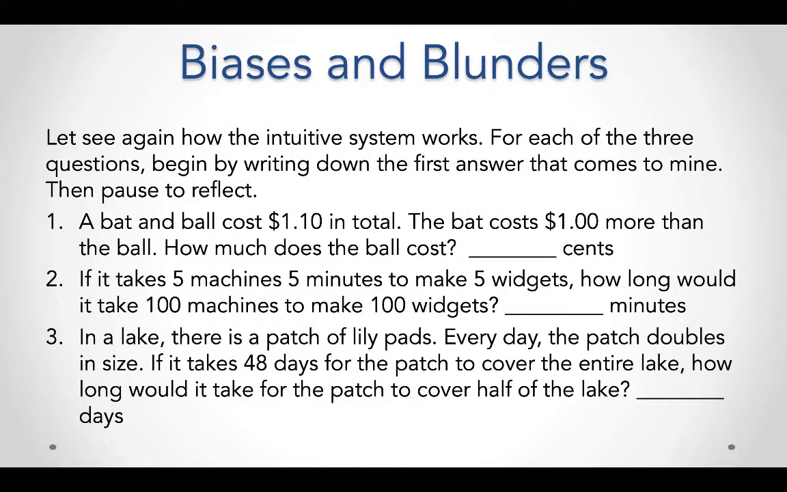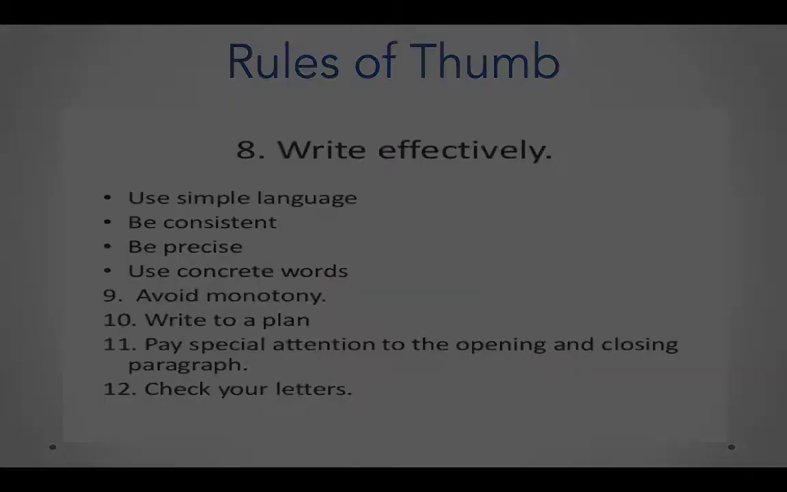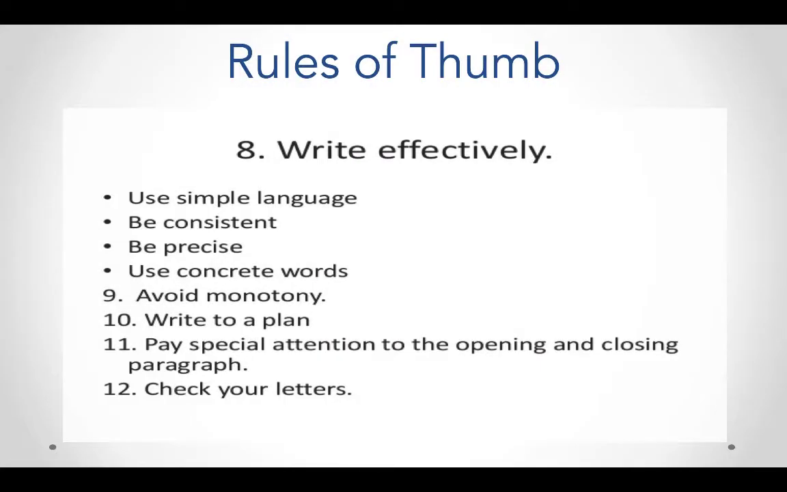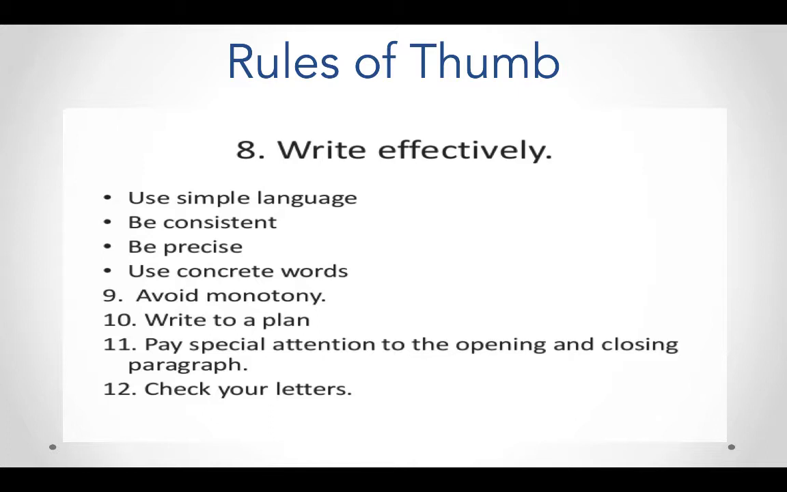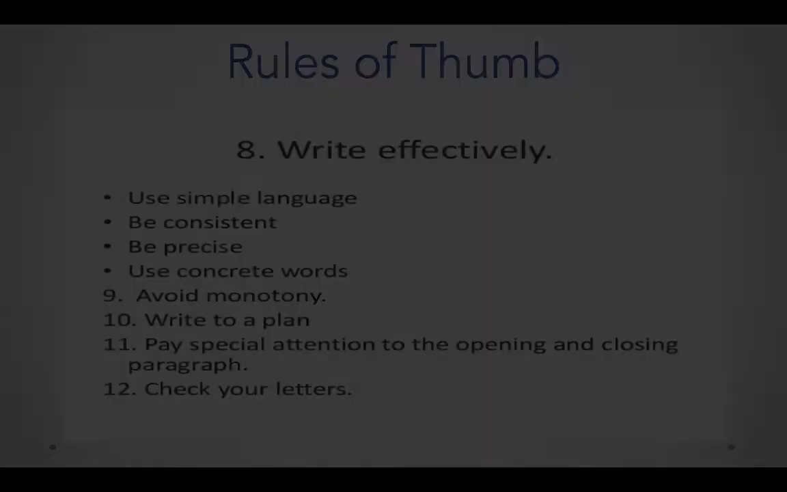All right, here are our friends again, in case you forgot about them. So our friends, you already know them, right? And the rules of thumb. Rules of thumb are important because they save us a lot of time and they work most of the time. Another rule of thumb for writing effectively is to use simple language, be consistent, be precise, and so on. You can find this all over. All the self-help books are based on rules of thumb to guide you through life.